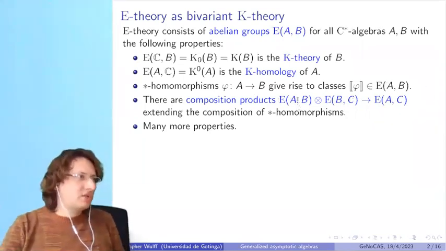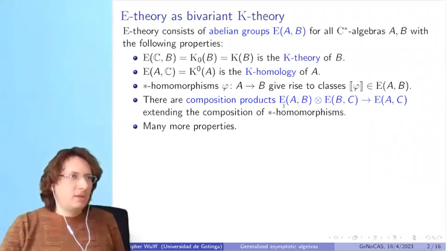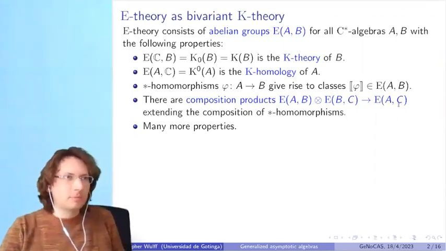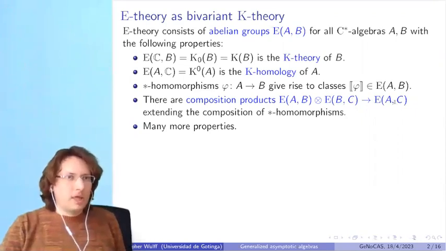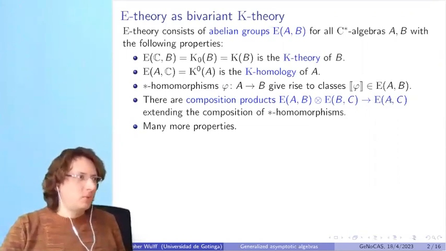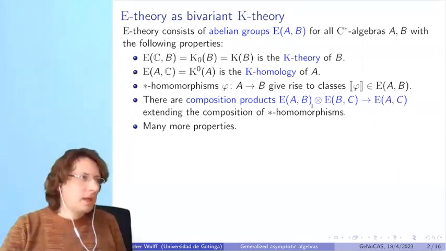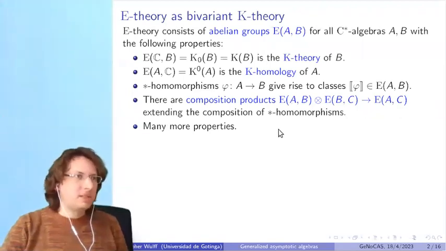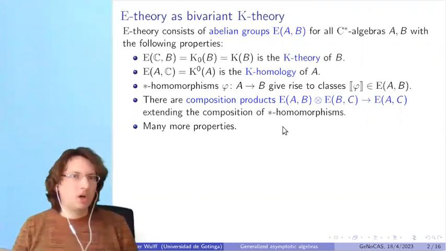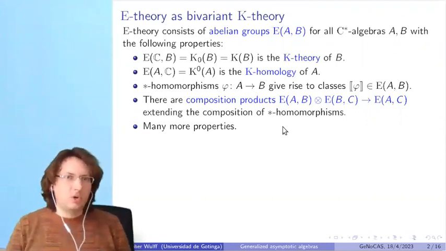These composition products in fact extend the composition of star homomorphisms. If we plug in the class of a star homomorphism from A to B and the class of a star homomorphism from B to C, then we get exactly the class of the composition of those star homomorphisms. Another way to express it is that we have a functor from the category of C-star algebras into this new category, whose objects are still C-star algebras, but whose morphism sets are exactly these E-theory groups. There are many more interesting properties, which I won't go into now. Let me just mention one of them, which was also the motivation of this work: the long exact sequences. But there are even more properties which I will not discuss in this talk.